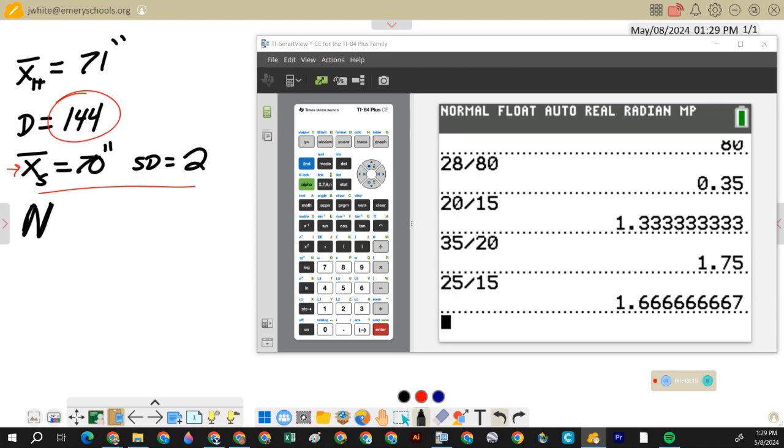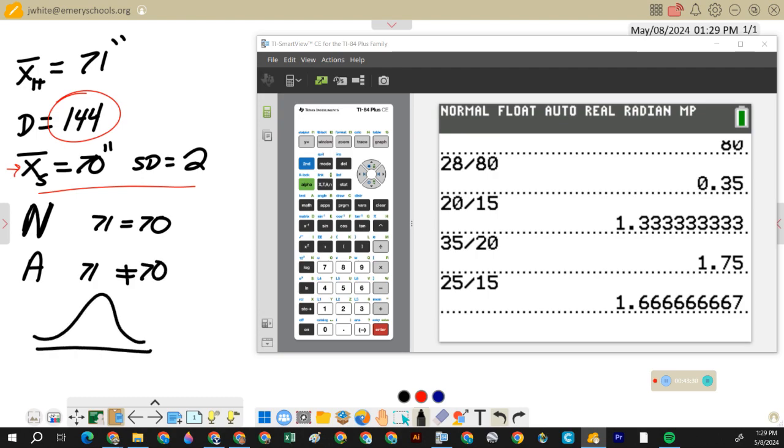Okay. So the null says that 71 is equal to 70. And the alternative says that 71 is not equal to 70. And let's use alpha equals 0.05, which means a 95% window, right? So I need to put 2.5 over here and 2.5 over here. Why? Because I said equal to or not equal to. Okay? So if we land in either of these two windows, we will reject the null.